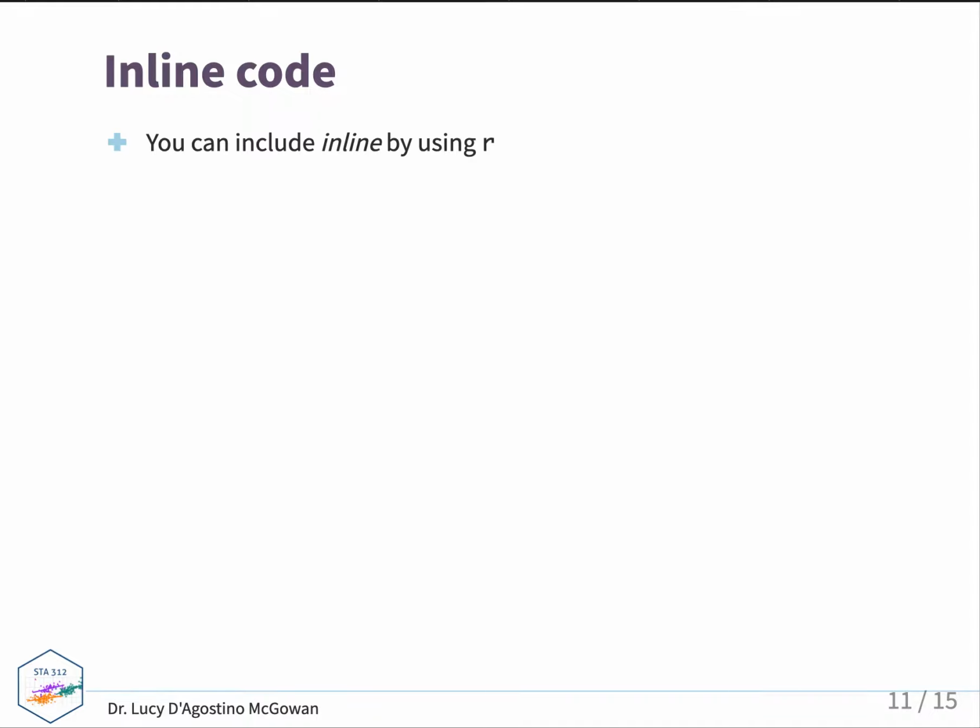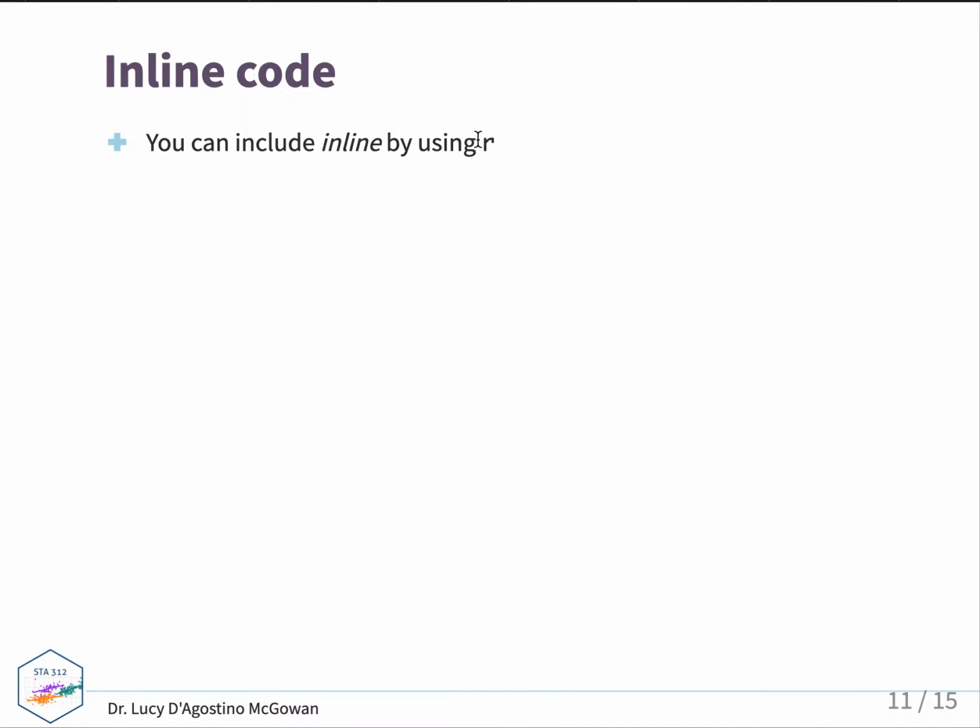Okay, so now that we've updated our chunks and our tables, we're going to talk about inline code. I think some of you have been doing this already, but part of what makes these R Markdown documents so powerful is you can update individual numbers that you reference throughout your paper or report every time you knit your document. You can do that using R.